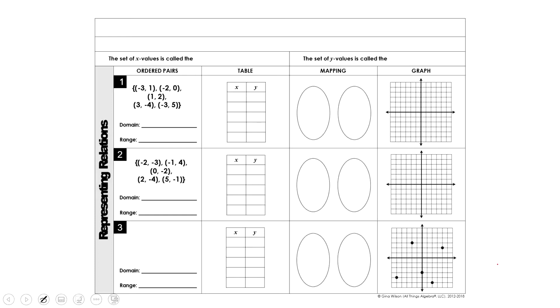The last one, they give you points in a graph. Fill in the same thing. Fill in the mapping diagram, fill in the table, and then fill in what the ordered pairs are. And then in all three of them, determine the domains and ranges of them, list them out. Again, I'm going to plug in some answers for Edpuzzle, and then come back and check your work.